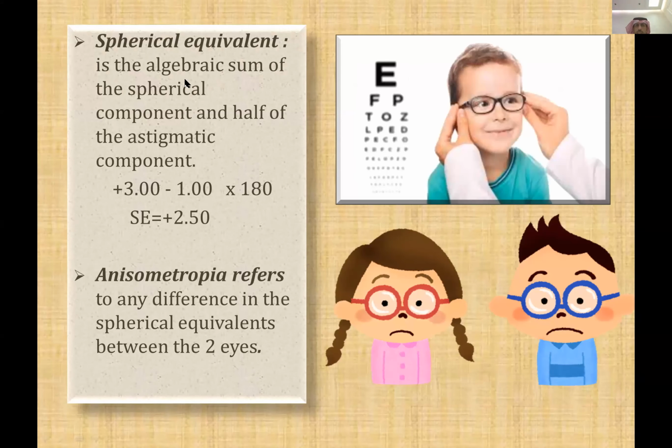Spherical equivalent is the algebraic summation of the spherical component and half the astigmatic part. So, for example, if the prescription is plus 3 minus 1 at x 180, the spherical equivalent will be plus 2.5. And then anisometropia refers to any difference in the spherical equivalent between the two eyes.